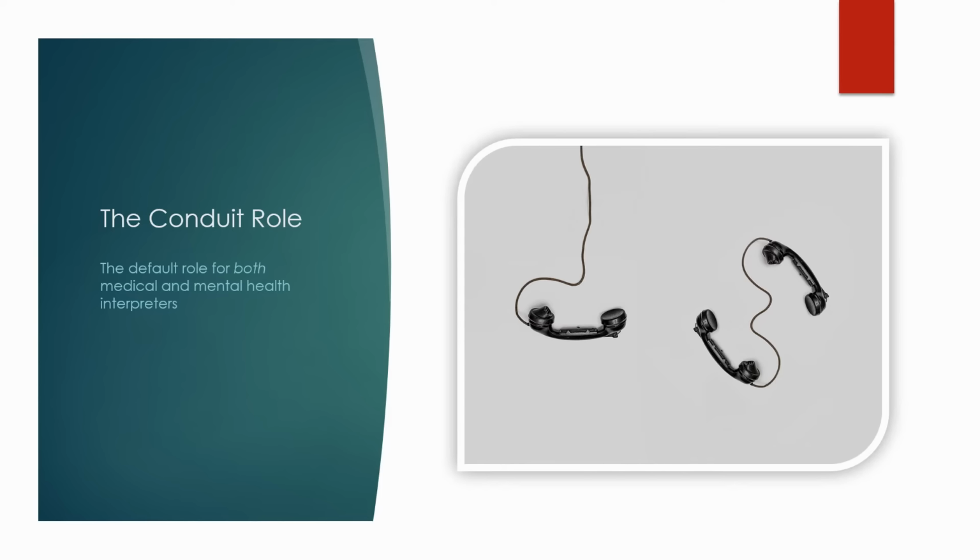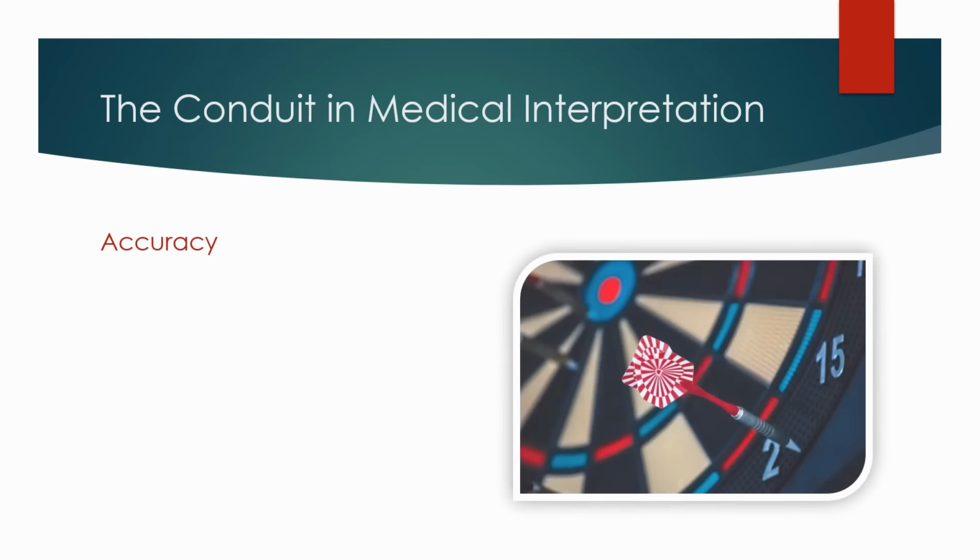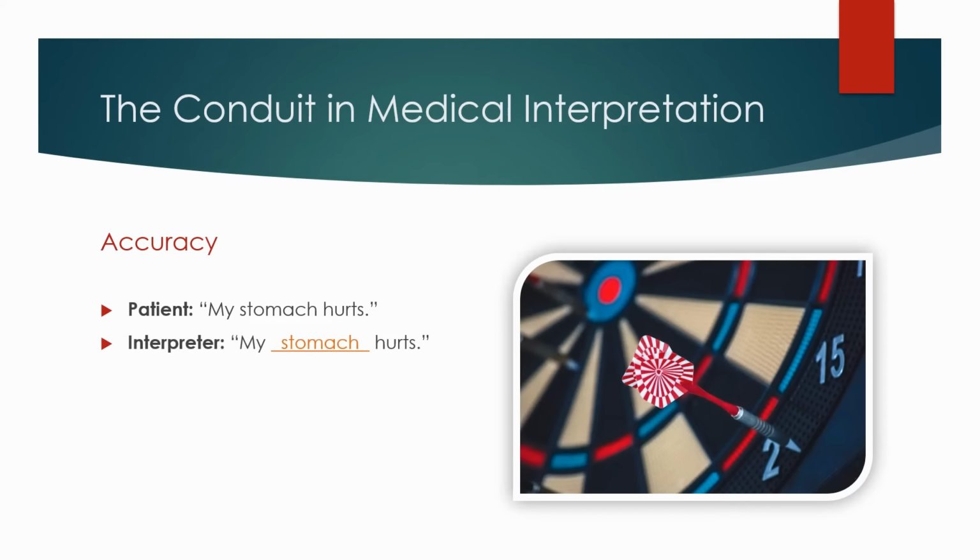So the conduit role is interpreting accurately and completely. It's the default role, it's facilitating communication. So accuracy, when being the conduit in medical interpretation. If a patient says, "My stomach hurts," what does the interpreter say? Well, I don't presume to know your target language, but what you say in your target language should be something along the lines of, "My stomach hurts." That's it. It's simple, right?